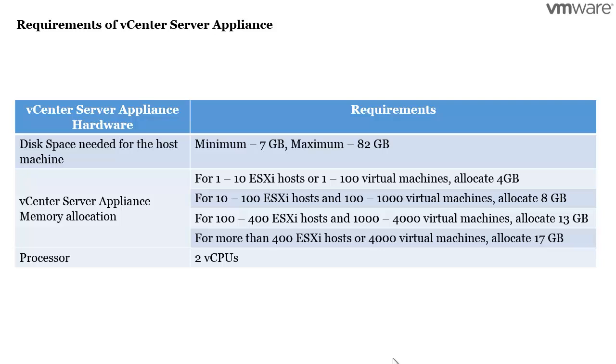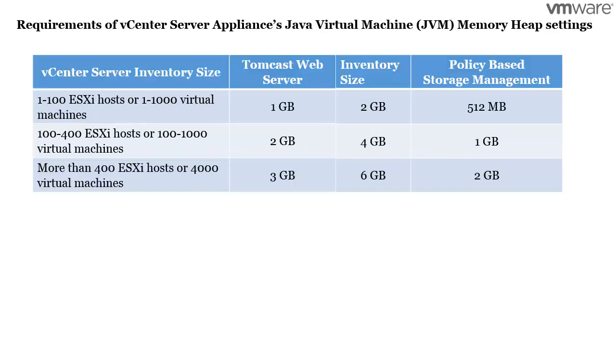And for processor, 2 virtual CPUs are good enough. These are the requirements of deploying a vCenter Server Appliance. There are other requirements for things such as Java Virtual Machine, memory heap settings, which is JVM memory heap settings.